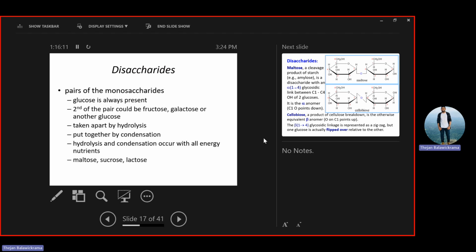Without water, regardless of how good your food is, digestion is not happening. So water has to be there. So that is about how disaccharides are formed and how this happens.